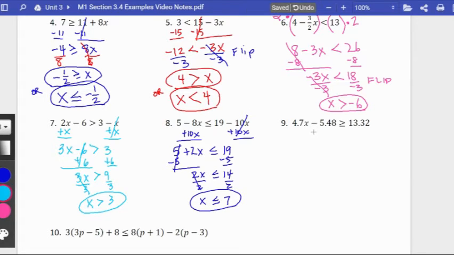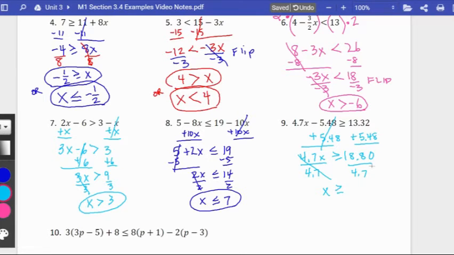Have some decimals here. All the rules are exactly the same as they are with whole numbers or fractions. I'm going to add 5.48 to both sides. That gives me 4.7x is greater than or equal to, let's see, what do we have here? 18.8. I'm going to divide by 4.7 on both sides. Everything's positive, so nothing strange happening here. And let's see, what is this going to equal? Does this equal 6?